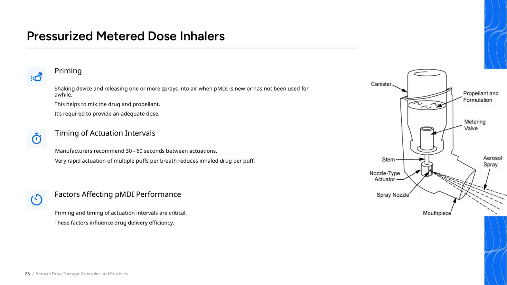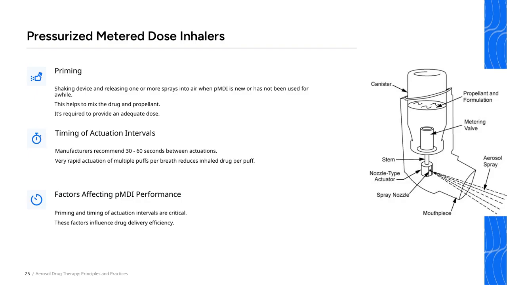Now, let's talk about priming and the timing of actuation intervals, which are really critical for effective aerosol drug therapy. These factors directly influence how well the drug is delivered to the lungs. Manufacturers typically recommend waiting between 30 to 60 seconds between actuations. This pause helps ensure each puff delivers the proper dose.